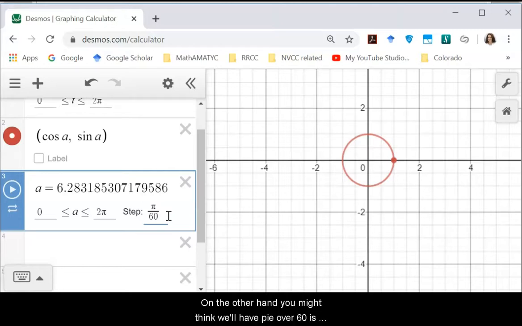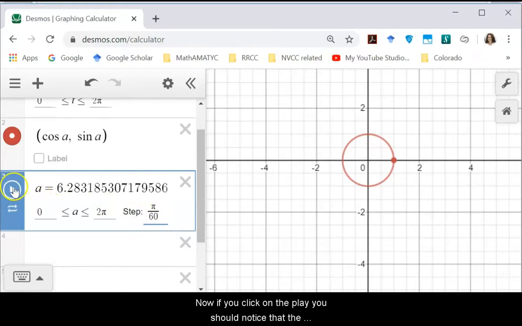On the other hand, you might think, well, if pi over 60 is good, then pi over 120 must be better. In some ways, yes, it is better, but keep in mind that there's a trade-off. The more points you give, the slower the graphing calculator goes. In some cases, it goes so slow, it gets hung up, and then you have to restart it. I found that pi divided by 60 gives me a smooth enough curve that I can see what it looks like while not slowing it down so much that it freezes.